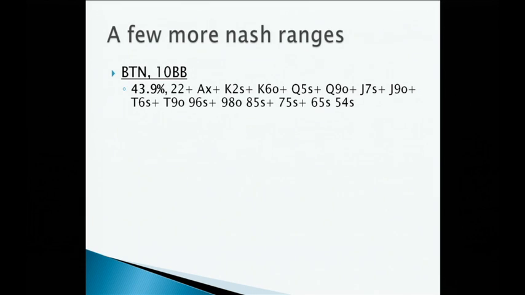So 43.9%. Okay, in terms of extrapolation and interpolation, let's make sure everyone gets the directions right. If I move from button to the cutoff, does the fraction of hands go up or down? Down, right? The fraction of hands goes down because from the cutoff, there's more players to get through, so you need a better hand. So the fraction of hands you can shove goes down. That makes sense to everyone? Make sure you get the direction right.